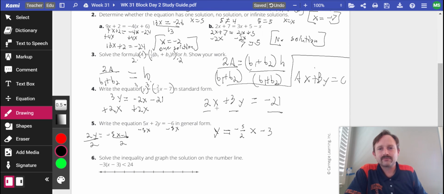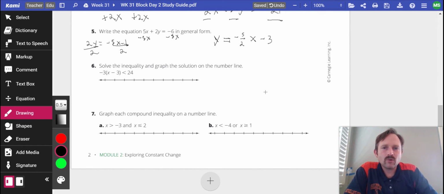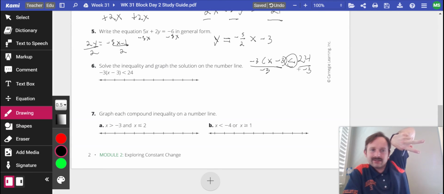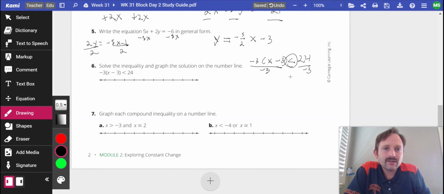Let's go on. It says solve the inequality and graph the solution on a number line. At this point, last time we didn't do it, but this time I am going to do it. I'm going to divide both sides by negative 3. So if I have x minus 3 and a 24 right there, I can divide this side by negative 3 and this side by negative 3. If I do that, the inequality sign will flip. And so I'll get negative 8. This will cancel out, and I'll be left with x minus 3.